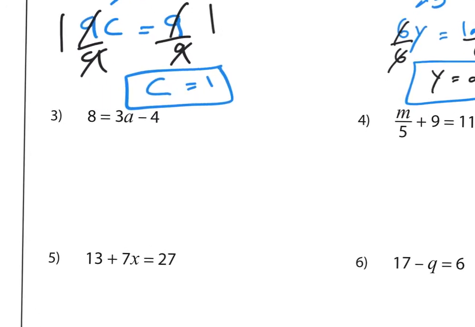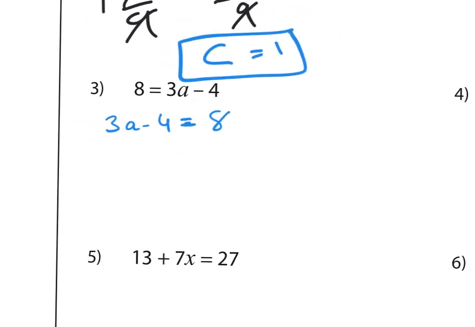We got 8 equals 3a minus 4. Just keep in mind this is the same thing as 3a minus 4 equals 8. You don't have to do this step. You can just work from it as is. So we can just add 4 on both sides here.